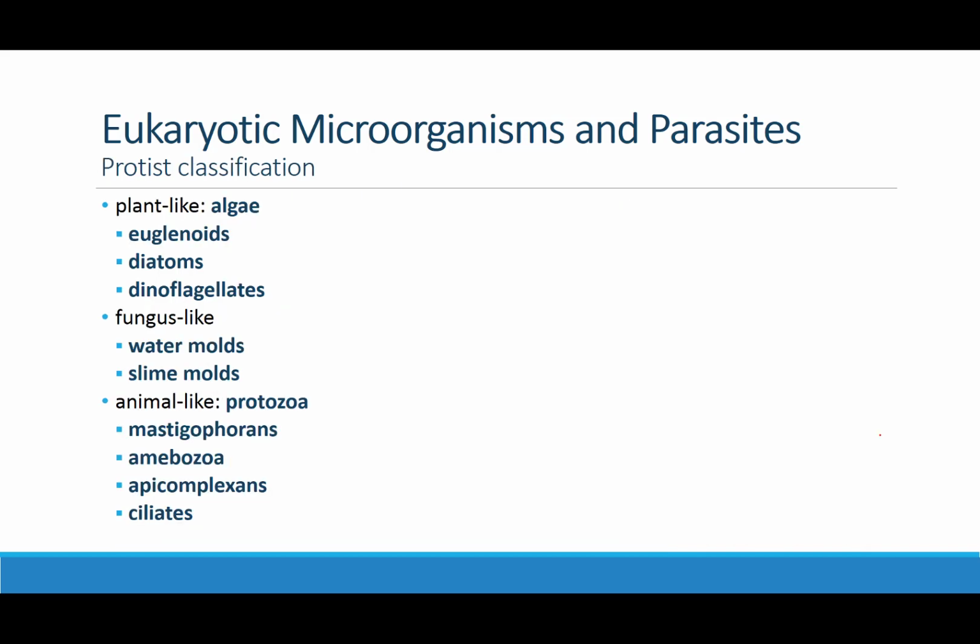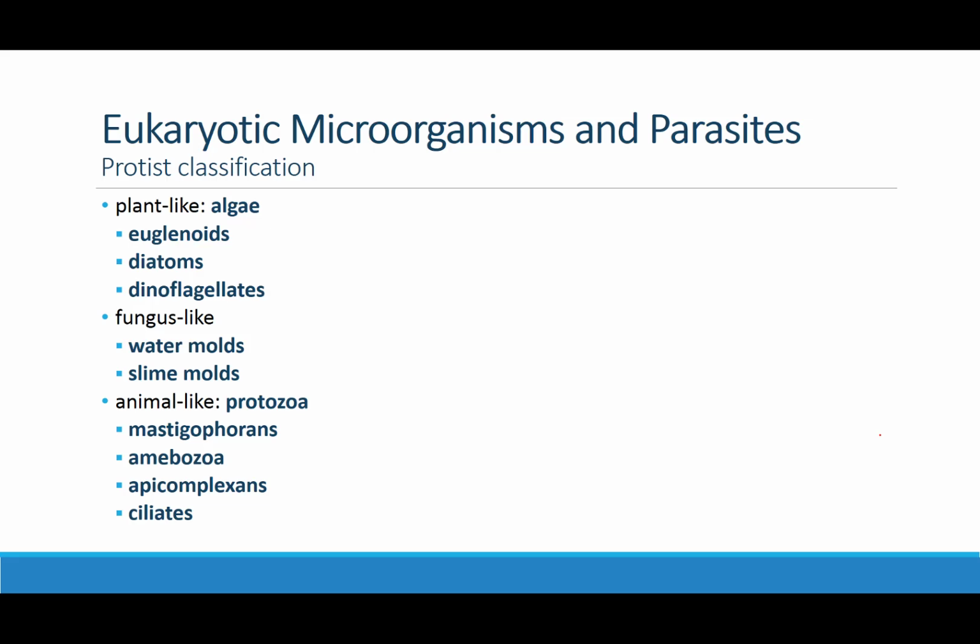So when we look to classify protists, we can group them by some of the characteristics that they're capable of. And so there are plant-like protists. We refer to these as algae, and they can be broken down into euglenoids, diatoms, and dinoflagellates. Those are three groups of photosynthesizing protists.